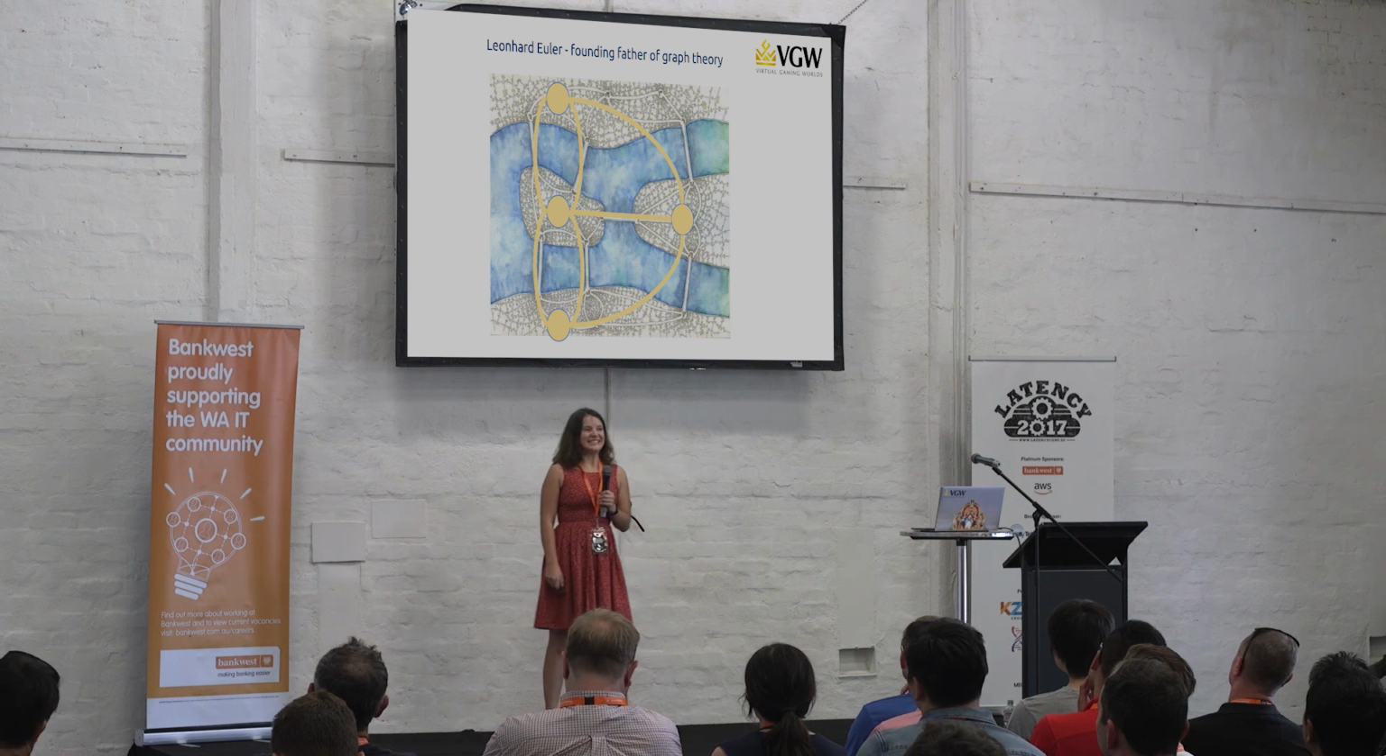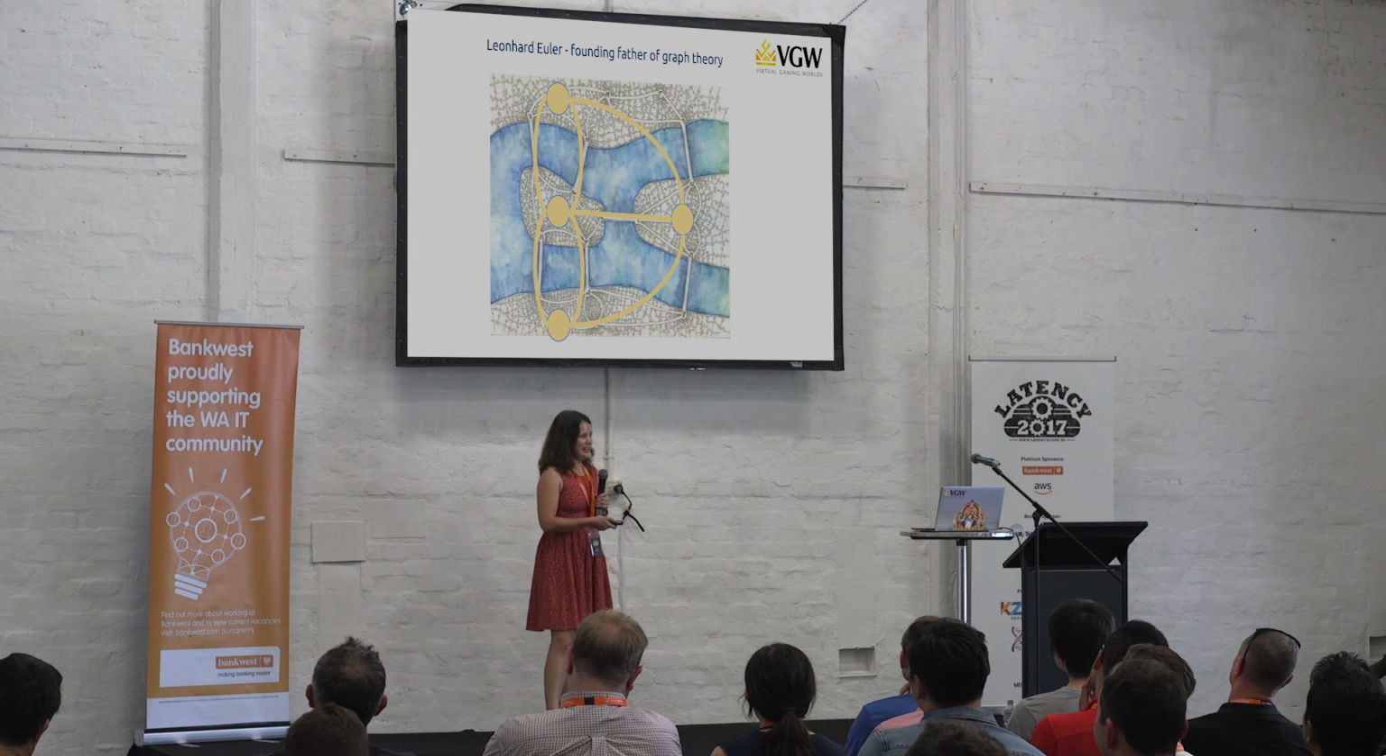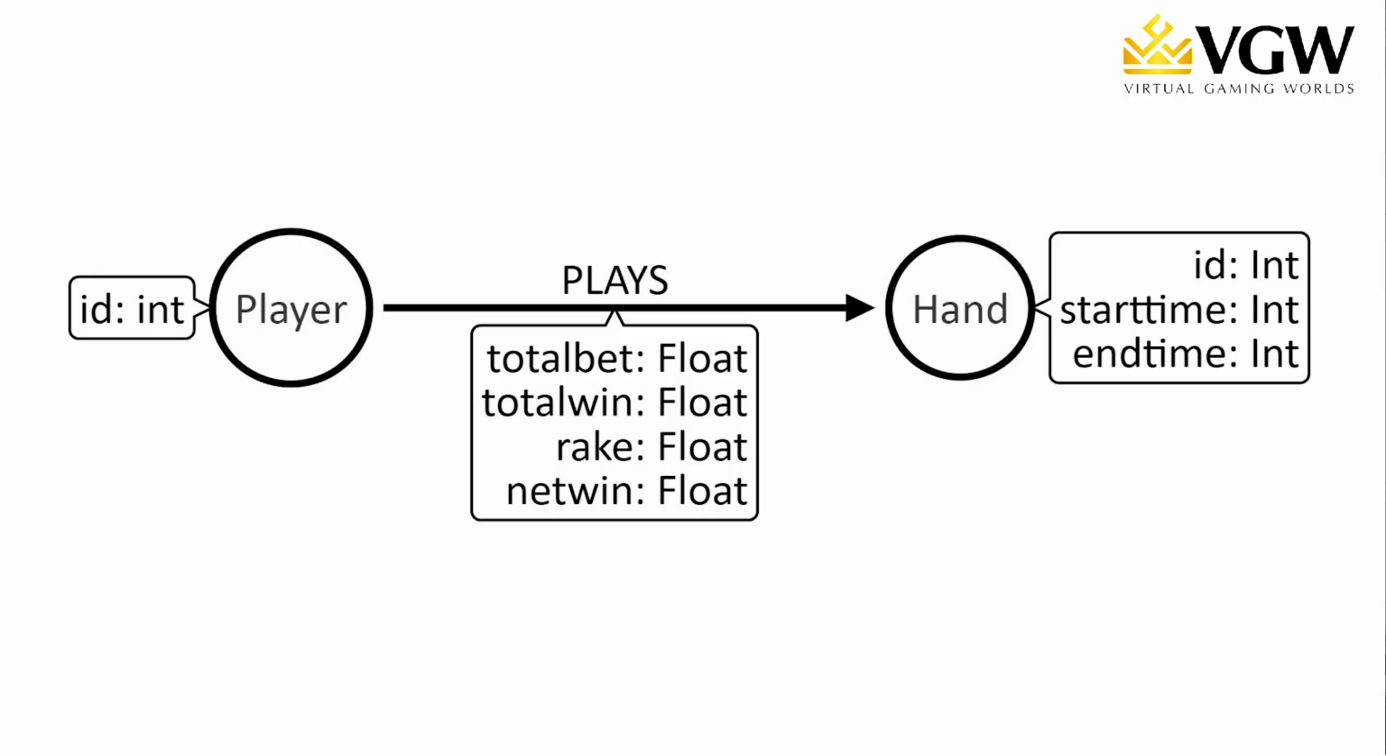So the answer is no, you can't, because the number of relationships coming out of a node is not even. That's a so-called Euler graph. This is a simple type of graph that we saw in our data. Player plays a hand, as simple as that. Let's start here.